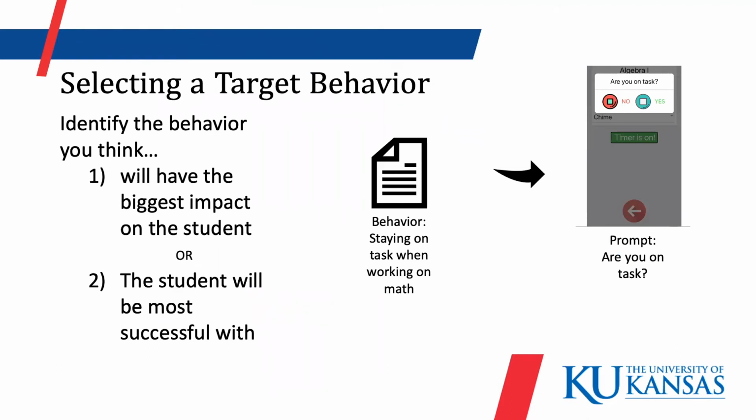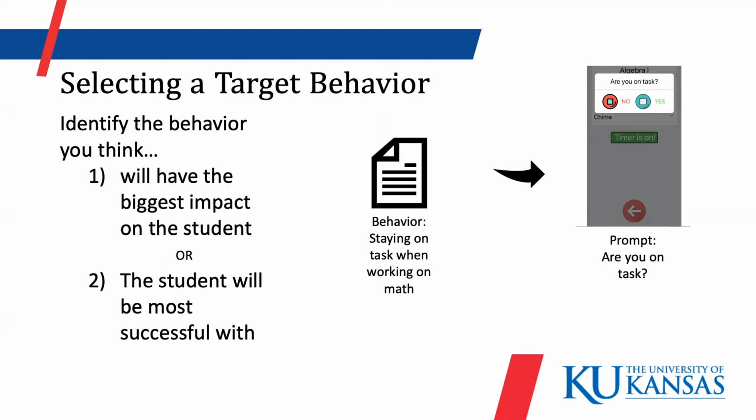Okay, so in that first step, when you're selecting a target behavior, it's helpful to think about a behavior that's going to have the biggest impact for the student or the student will be most successful with. The difference between those two is that you want to either pick a behavior that is going to be really meaningful to the student, that's going to make a big change in their life, or if students are just learning how to self-monitor and are not entirely aware of their own behavior, you might pick an easier behavior for them to become aware of, to learn how to self-monitor, and then move on to another behavior that's going to have a bigger impact on the student.